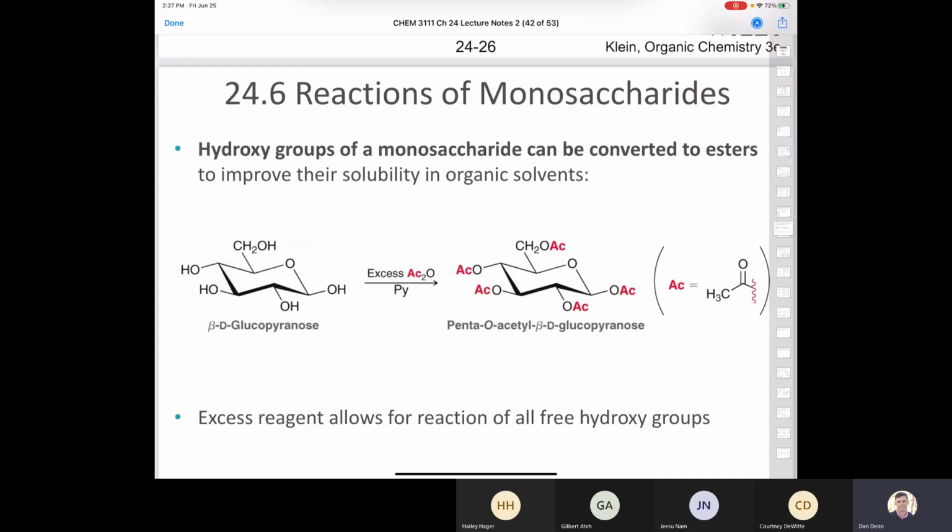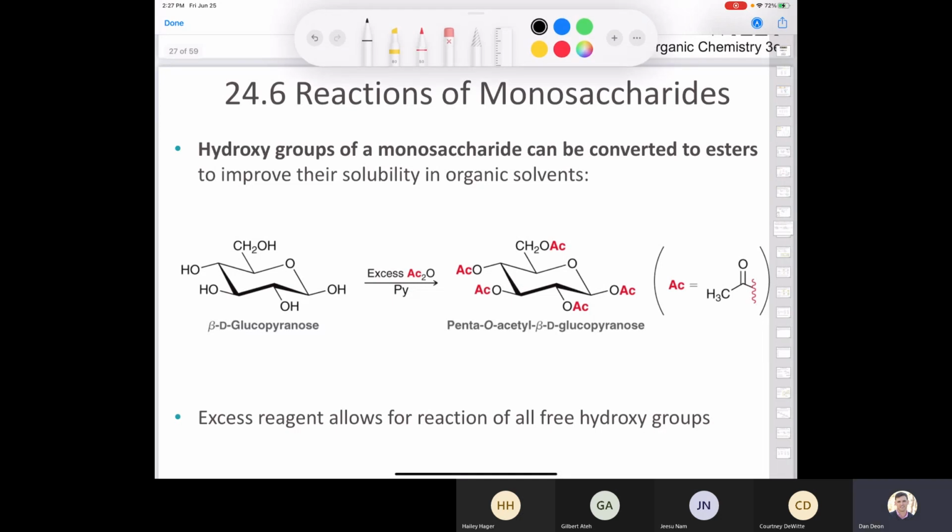Okay, so we left off here on section 24.6, which deals with the reactions of monosaccharides. So it says the first reaction that we want to know is that all of these hydroxy groups in our polyhydroxyaldehydes and ketones are monosaccharides. The hydroxy groups of a monosaccharide can be converted into methyl esters to improve their solubility in an organic solvent.